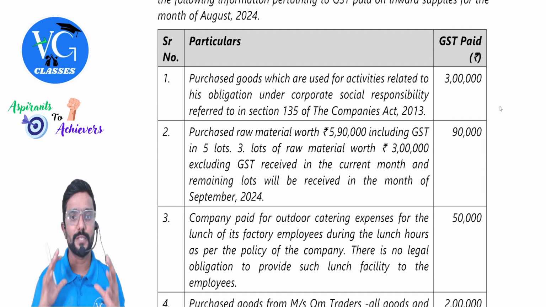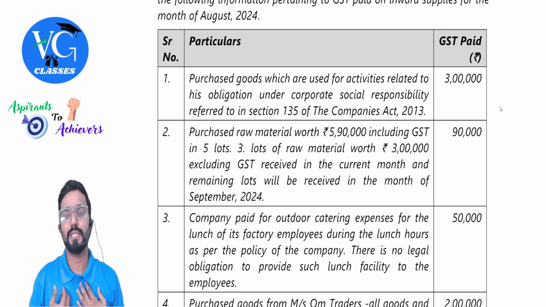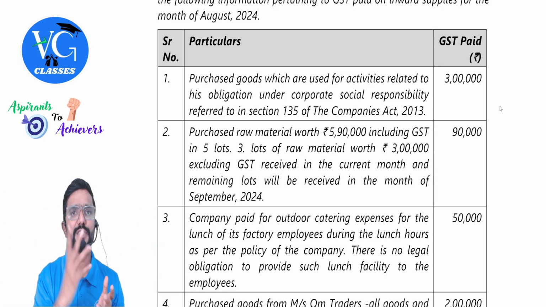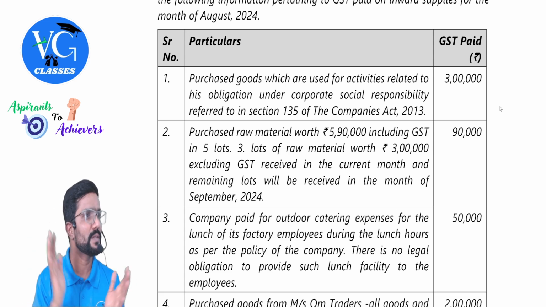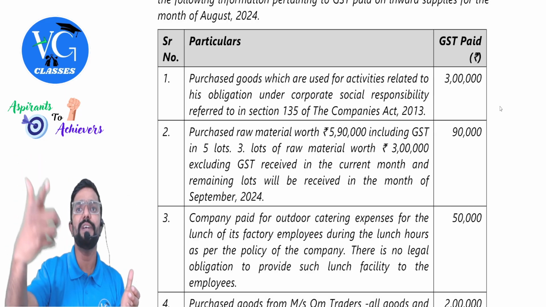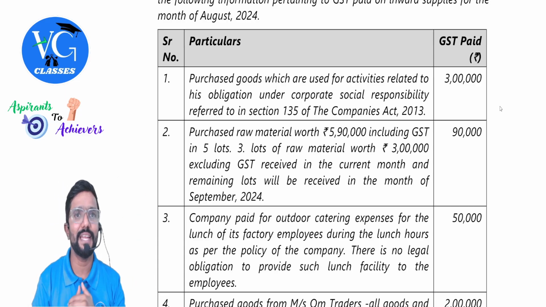First one. Purchased goods which are used for activities related to its obligation under corporate social responsibility referred to in section 135 of the Companies Act 2013. Guys, is credit allowed? No. Why, sir? Simple. Now assume CSR is applicable for me. That is, as per section 135 of the Companies Act, I am supposed to form a CSR committee, and at least 2% of my average profit I have to contribute to the society. Assume I have purchased a laptop to give to government school children. Whatever I have paid GST on the purchase of the laptop, can I claim the credit?